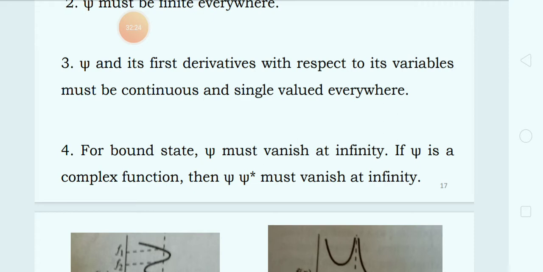In today's class I will stop here, and in tomorrow's session I will discuss the eigenfunction, eigenvalue, and the Schrodinger wave equation and solutions to the Schrodinger wave equation.